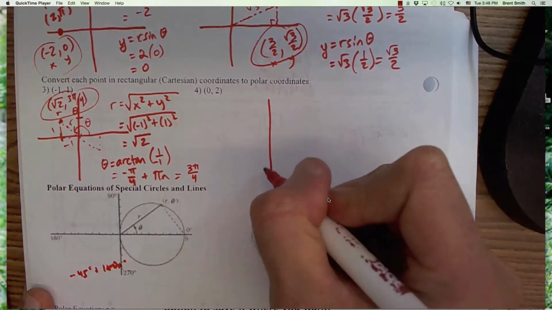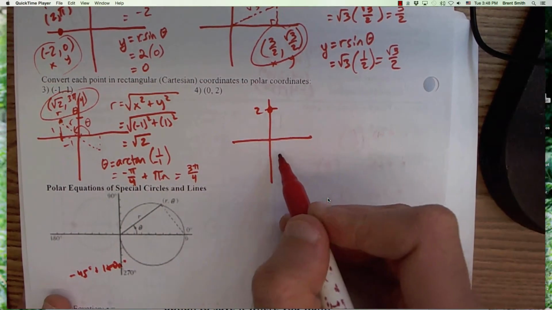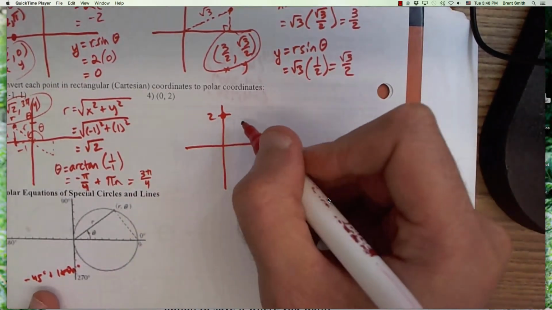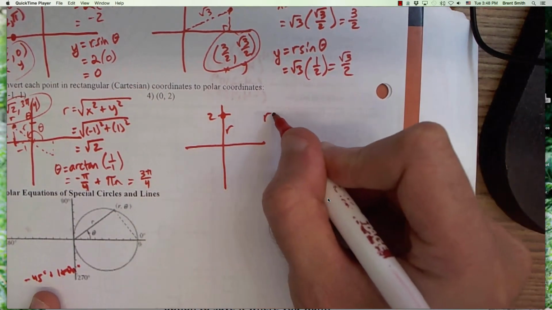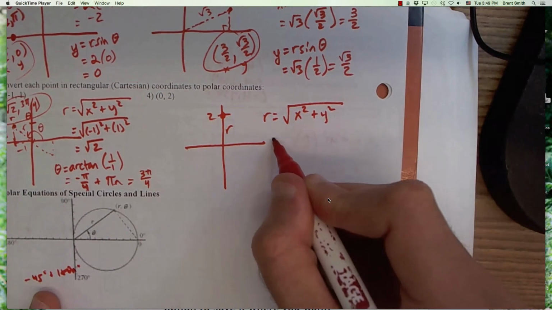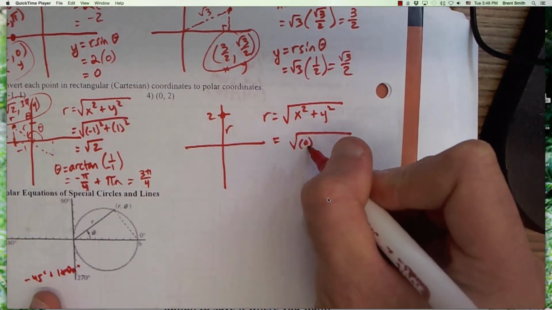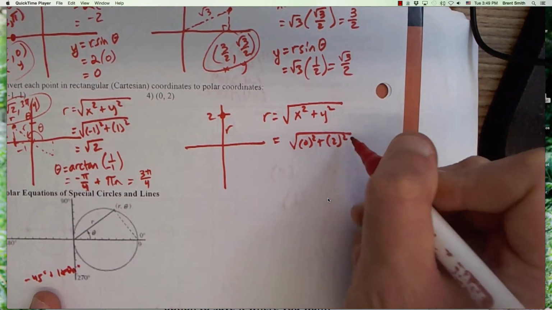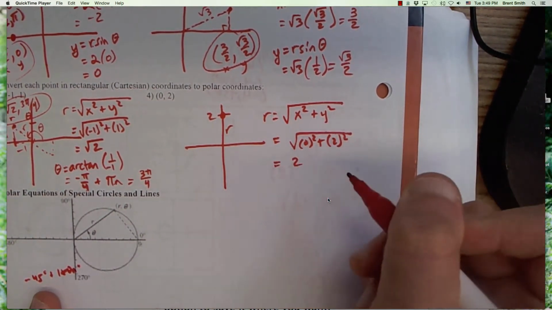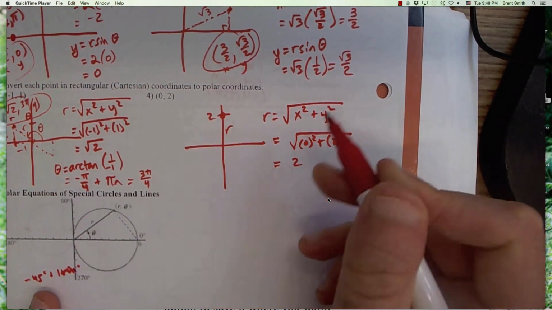All right, let's check it. 0, comma 2. So this one's a little bit different. For the r, again, I can just do square root of x squared plus y squared. That is, my x is 0, my y is 2, and my radius is 2, which makes sense because I'm just going straight up. So you didn't really even have to do that.